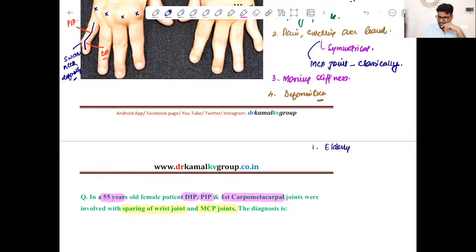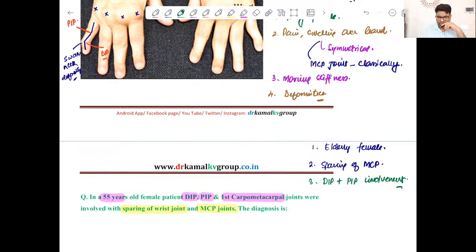Elderly female, number one, right? Second is sparing of MCP, right? And third is DIP plus PIP involvement. Now the moment you have these 3 points, it cannot be rheumatoid arthritis, right? This is osteoarthritis.